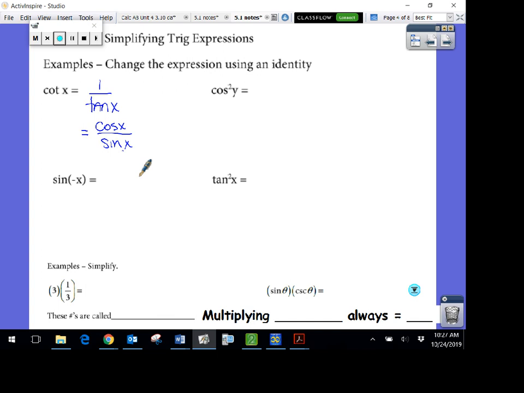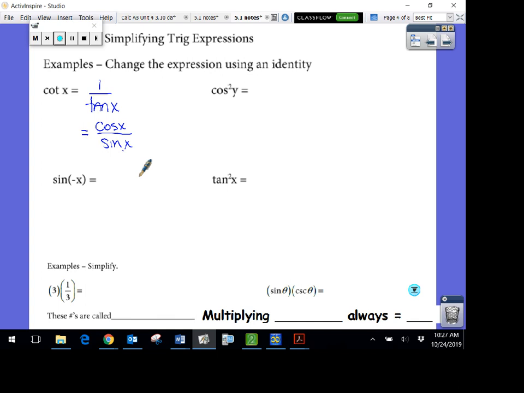So depending on the problem, there's no way to say whenever you see cotangent, change it to 1 over tangent. Or whenever you see cotangent, change it to cosine over sine. It depends what it's attached to. We don't know which one to use. We just know we have two possibilities, and either one of those might be something that will help us get to a more simplified answer.